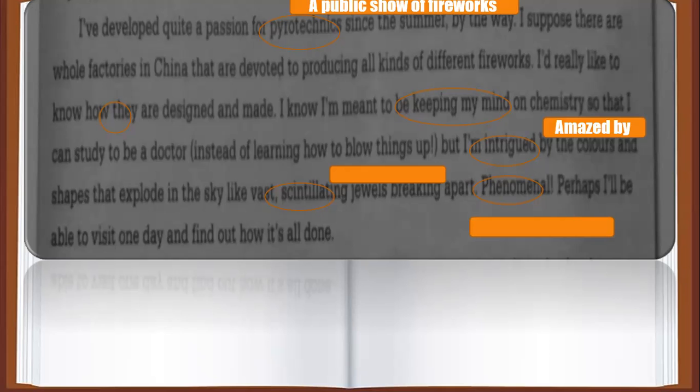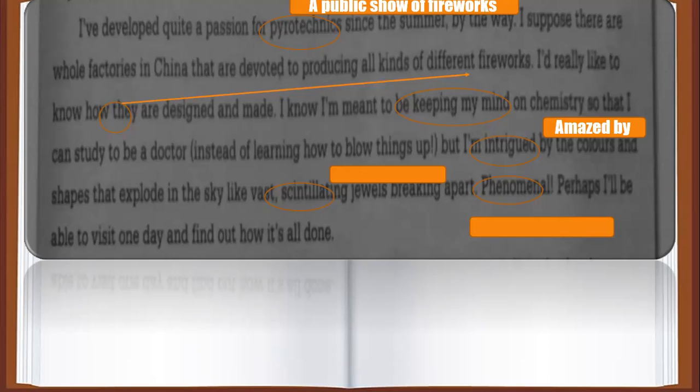So in this paragraph, Todd wants to tell us he has developed quite a passion, or a love, for pyrotechnics. So now he is interested in pyrotechnics. What do you mean by pyrotechnics? It means a public show of fireworks, صناعة الألعاب النارية. Since the summer, by the way, I suppose there are whole factories in China that are devoted to producing all kinds of fireworks. So, as you all know, China is famous for producing all kinds of fireworks.